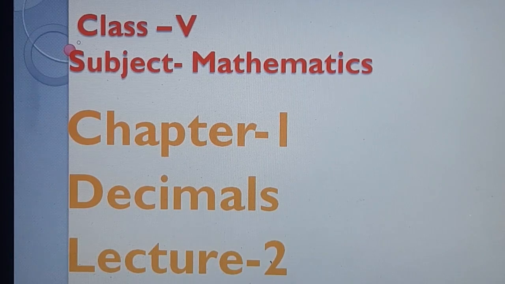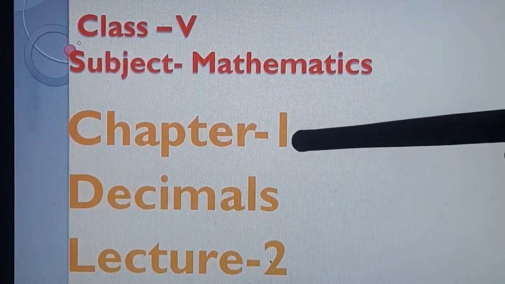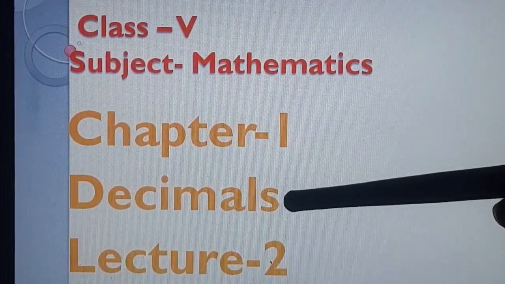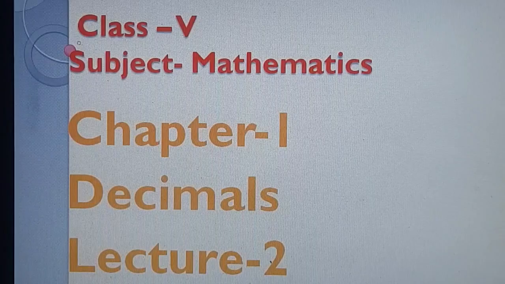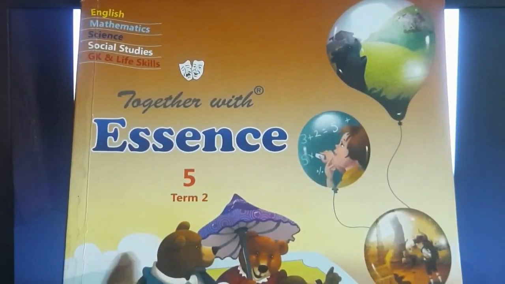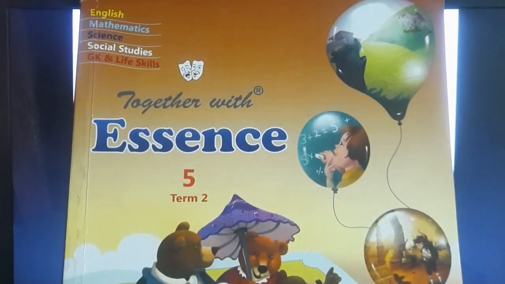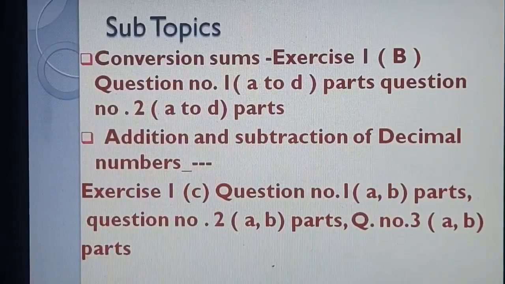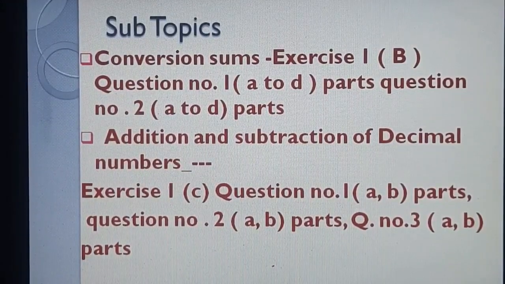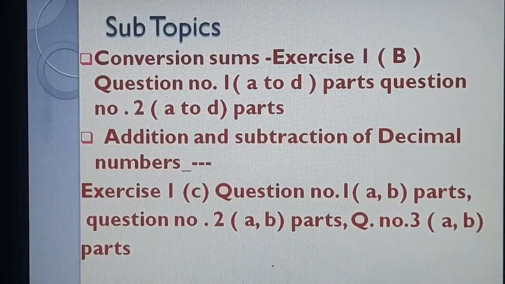Class 5th, subject mathematics. This is our chapter 1, from the term 2 book. The name of the chapter is decimals and this is our lecture number 2. Beta, this is our maths book together with Essence. Class 5 term 2 is written here. From this book we have started now. Today's subtopics are conversion sums, conversion of fractions into decimals and conversion of decimals into fractions.